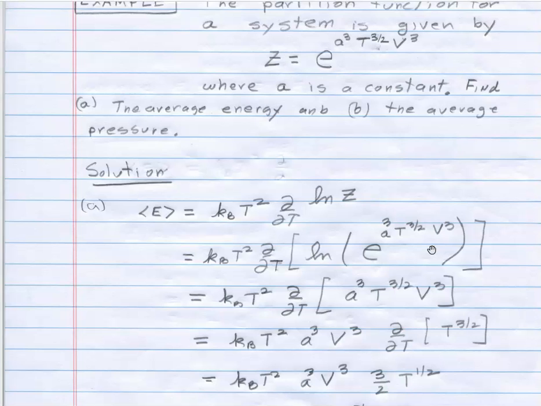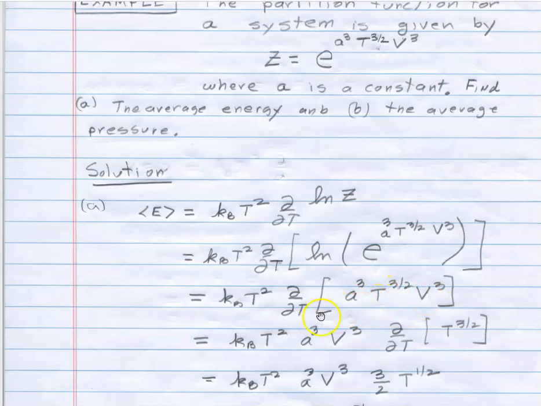Usually when you work these, it's best to go ahead and write this natural log out of a natural log of each term, but in this particular case, it's actually better to just realize that the natural log and the natural exponent are inverse functions of one another, and so the natural log of a natural exponent is just the argument, or the power in the exponent. So it's a cubed T to the 3 halves V cubed.